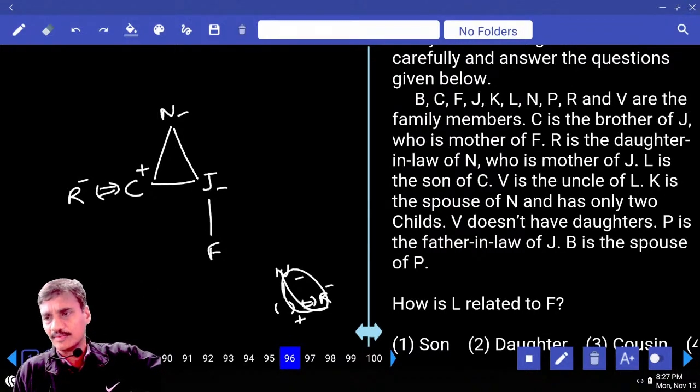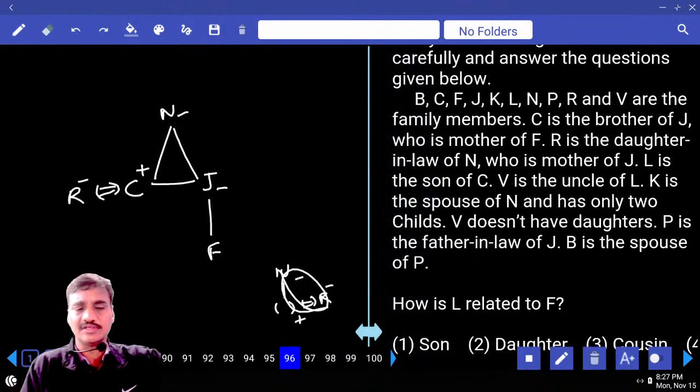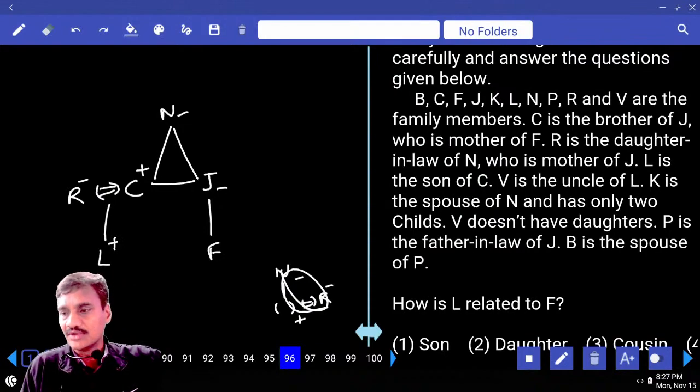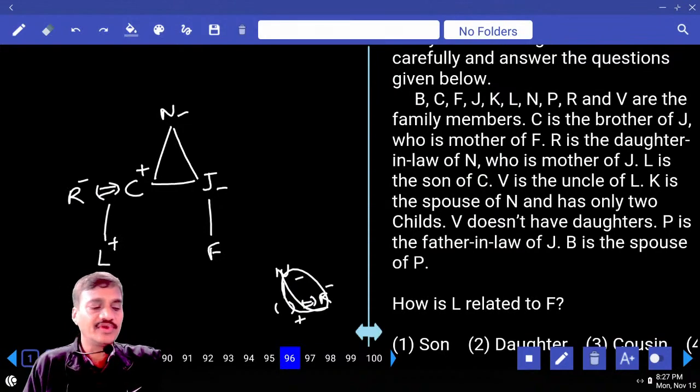V is the uncle and L is the son of C. Now who is the son? L is the son of C, L is here. And V is the uncle of L. Now where should this be? Uncle of L means maybe father's brother or mother's brother. V is the uncle of L.